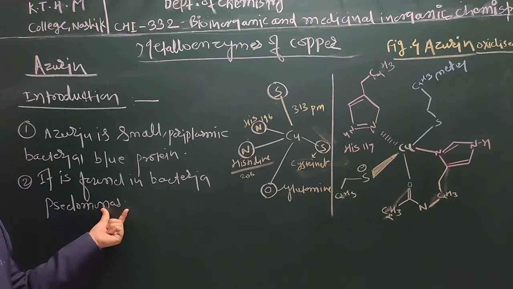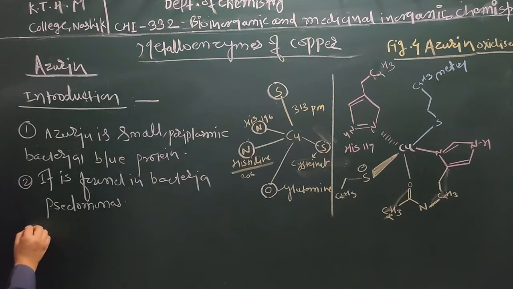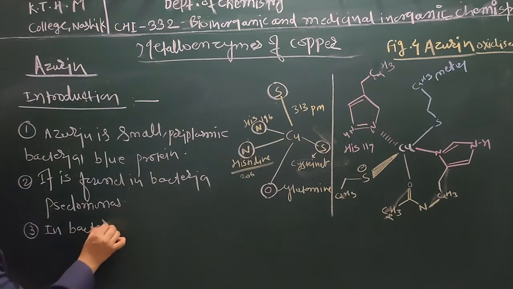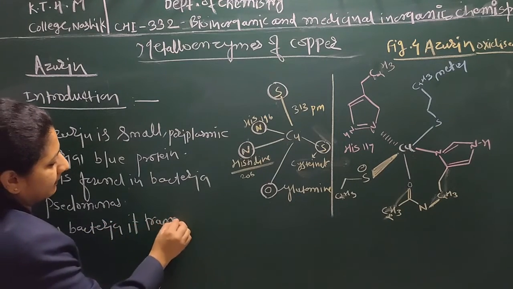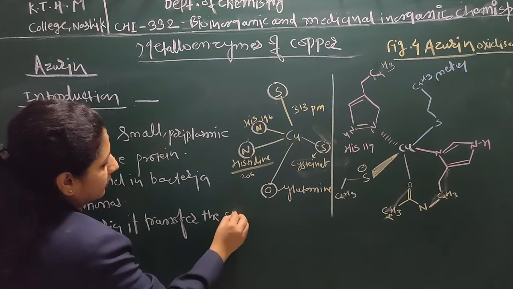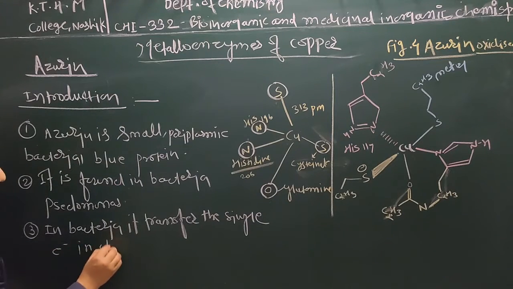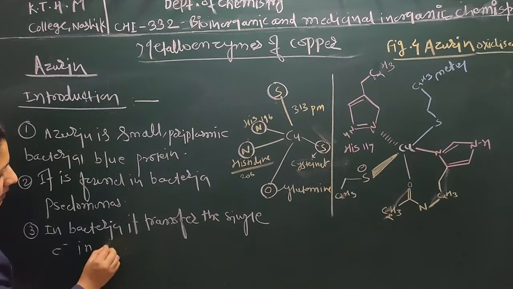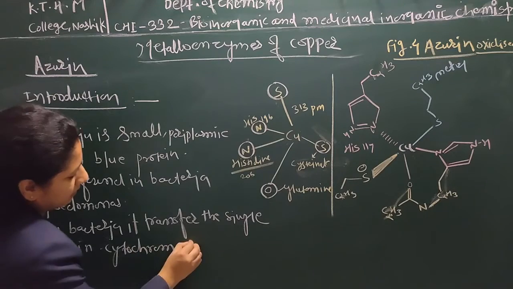Actually in bacteria it can transfer a single electron. So in bacteria it transfers the single electron in the cytochrome chain.